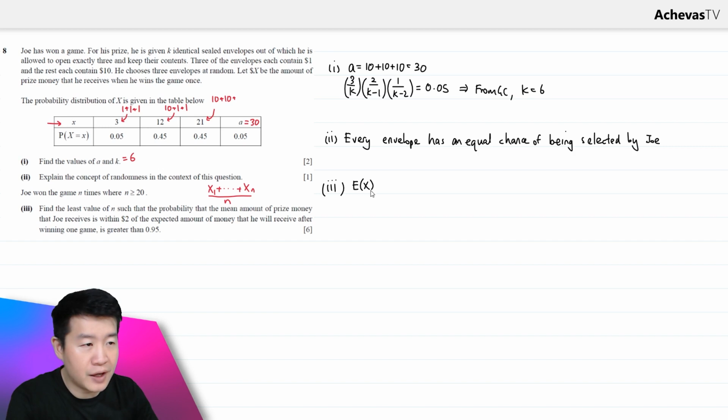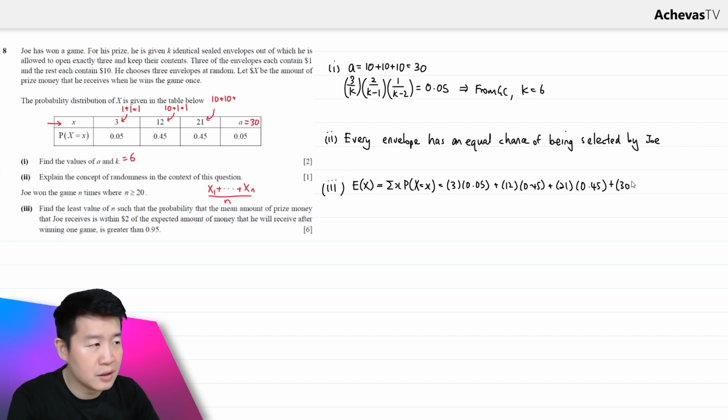The expectation of x is the summation of x multiplied by the probability that X is equal to x. So this is going to be 3 multiplied by 0.05, plus 12 multiplied by 0.45, plus 21 multiplied by 0.45, and 30 multiplied by 0.05. If I were to press this into the calculator, I'm going to get 16.5. This is the mean of x, and we want to find the variance of x.